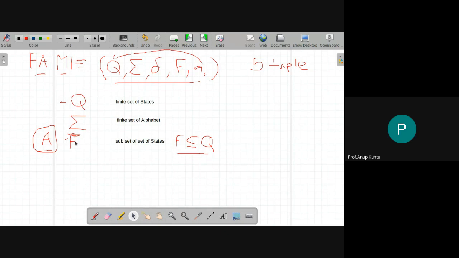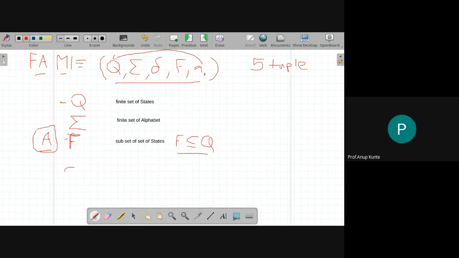So these 3, Q, sigma, F, are sets. Out of them, Q is a finite set, sigma is a finite set, and F is also a finite set, since it is a subset of Q. If Q is finite, then its subset will also be finite. I hope you remember what a subset is. A subset is a set made by collecting some of the elements of the original set. So if the original set Q is finite, then its subset F will also be a finite set. I hope this is clear to you.